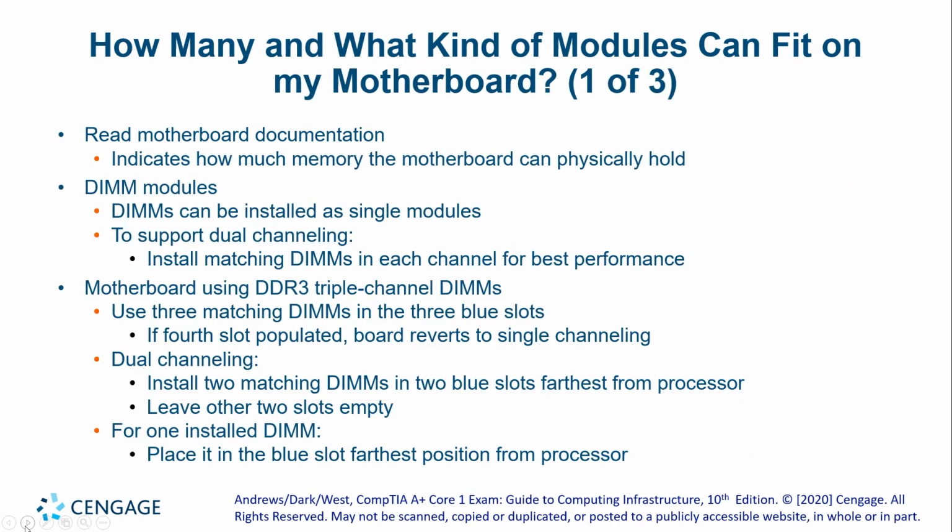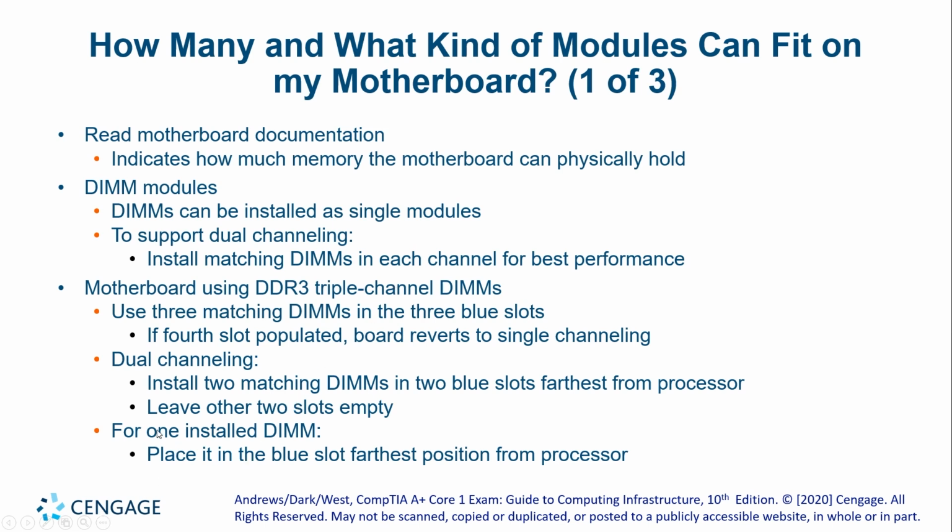How many and what kind of modules can fit on my motherboard? DIMMs can be installed as single modules. You won't be able to do multiple channeling, but if you just want to put one chip in, if that's all you've got, that's all you've got, and it doesn't hurt anything. To support dual channeling, you have to have matched chips, and you have to have 2 of them, or 3 for triple channeling, or 4 for quad channeling.